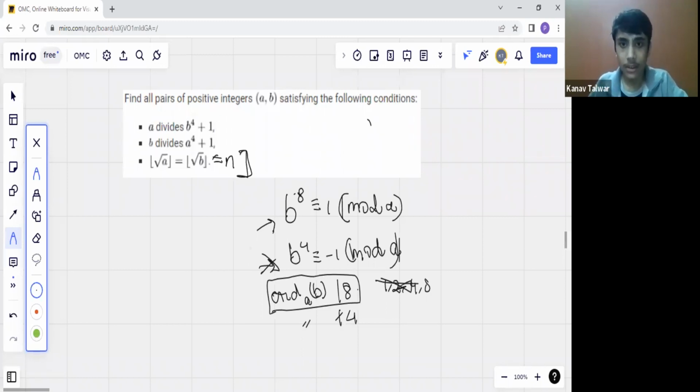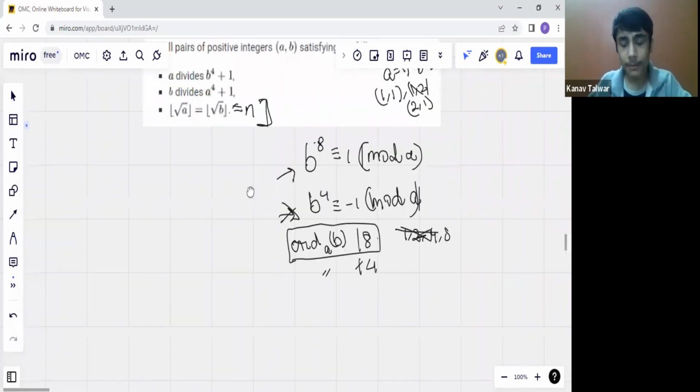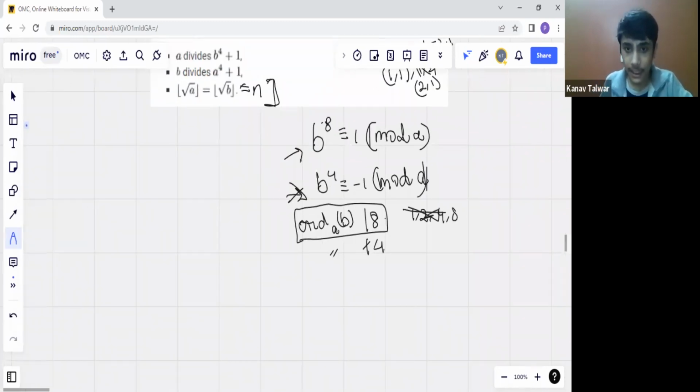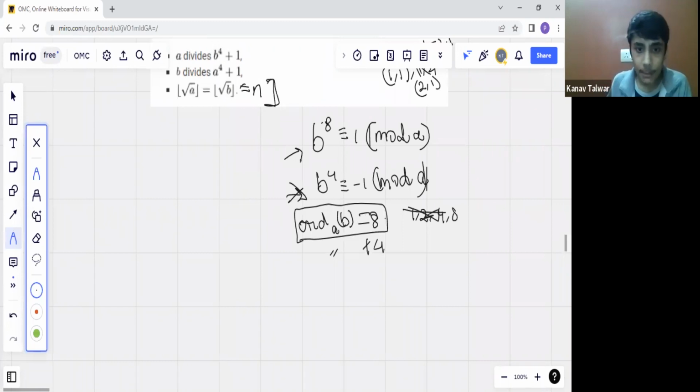Unless A and B are like 1 or 2, we can check that. If A is equal to 1, you can easily check that B is also equal to 2 or 1. And similarly, the other cases. So (1,1), (1,2), and (2,1) all satisfy. So awesome, the order of B modulo A is equal to 8. We can remove the divisibility sign and we can just take 1.